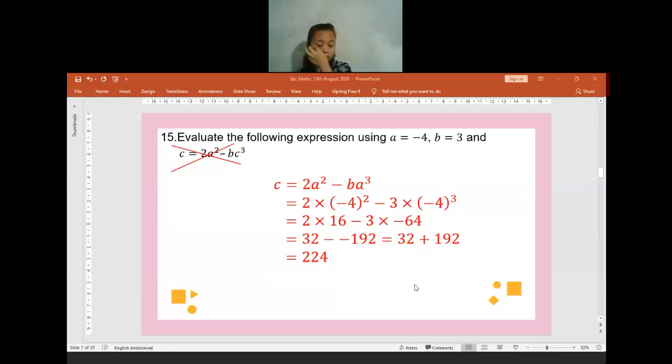Is there anyone having any question for question 15? Is there anyone? No question for sure? Okay. If no one has any question, I will move to the other question that I made for an extra exercise. Later, let me know whenever you have any difficulties or you get confused.